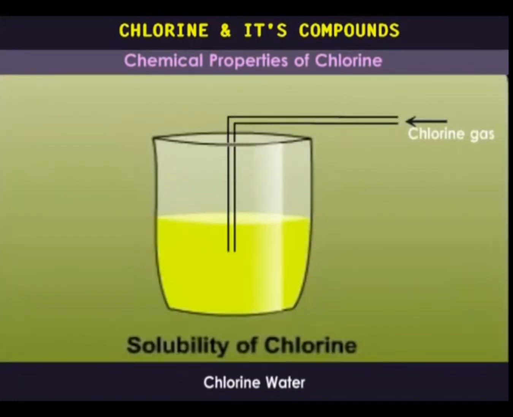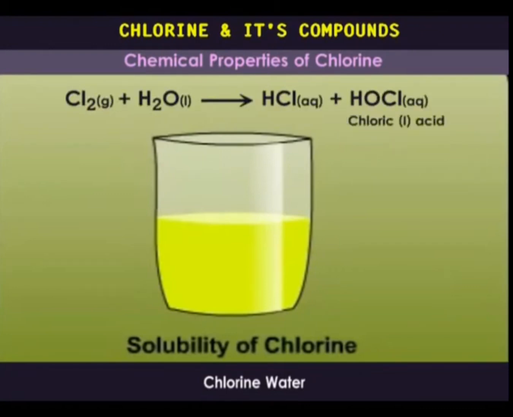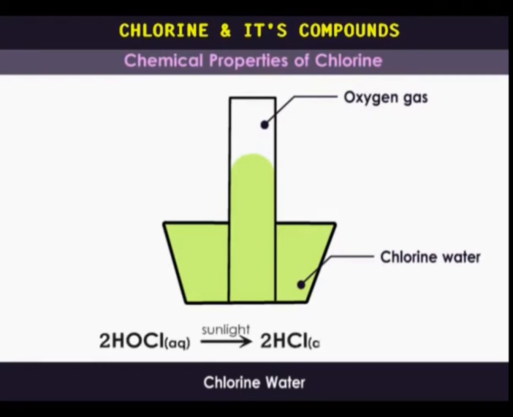When bubbled through water, chlorine dissolves, forming a pale yellow solution called chlorine water. Some of the chlorine reacts with the water to form a mixture of hydrochloric acid and chloric(I) acid, also called hypochlorous acid. When exposed to sunlight, oxygen is liberated. As we stated, chlorine water contains a mixture of hydrochloric acid and hypochlorous acid dissolved in water. Hypochlorous acid decomposes slowly to hydrochloric acid and oxygen.